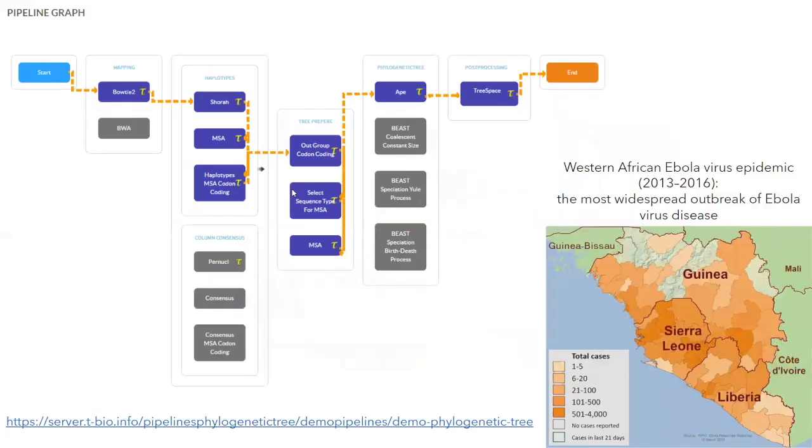And last, we used the Ebola outbreak in 2014 as an example in order to construct a phylogenetic tree with the different haplotypes that were identified in Sierra Leone and Liberia. And you can find the example in the demo pipeline on our server site. You can use this URL, and you can explore both the input and output files.